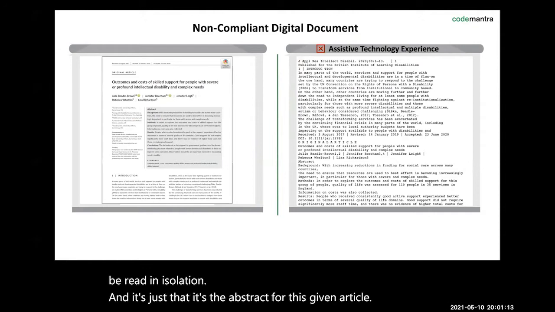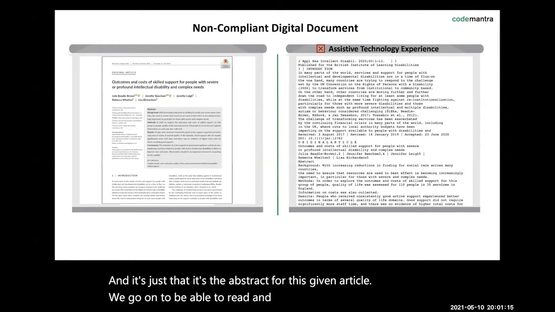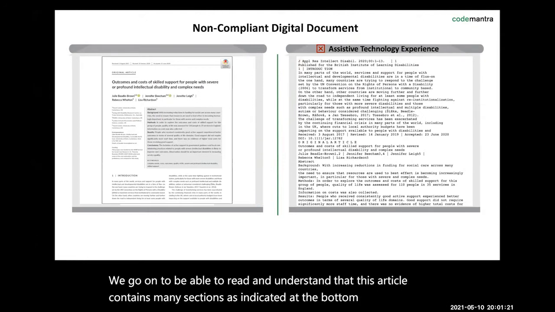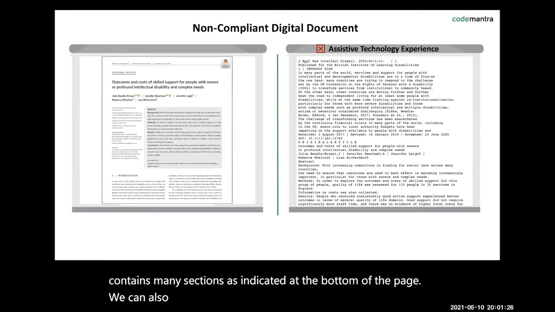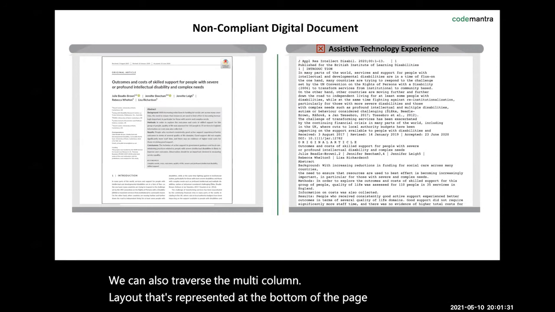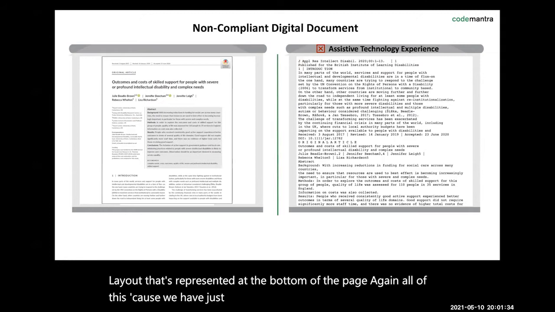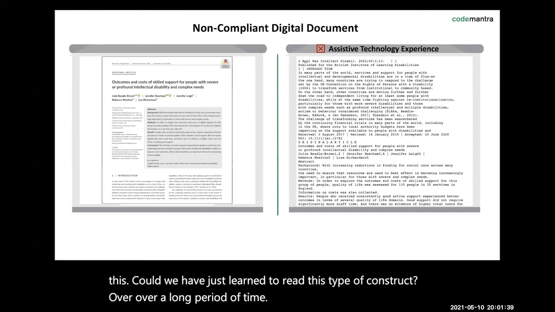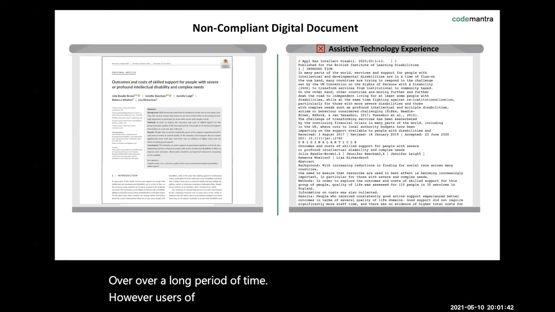We go on to read and understand that this article contains many sections, as indicated at the bottom of the page, beginning with the introduction. We can also traverse the multi-column layout that's represented at the bottom of the page. Again, all of this because we have just learned to read this type of construct over a long period of time. However, users of assistive technologies don't have all of those visual cues. They're simply presented with a text-based version of that content.